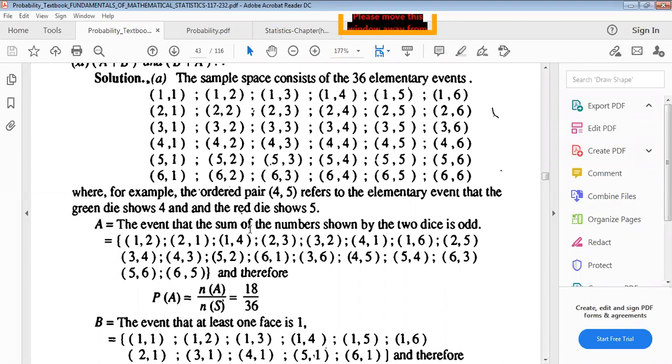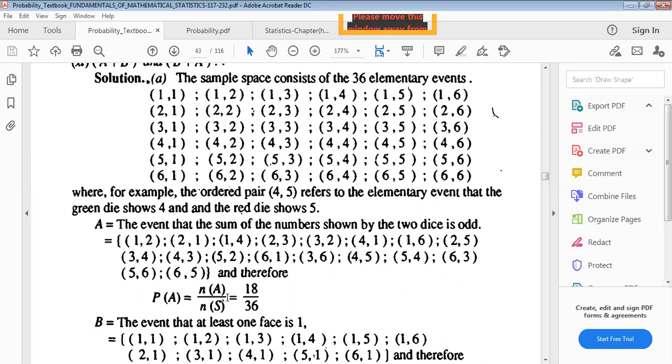Now A equals the event that the sum of the numbers shown by the 2 dice is odd. 1 plus 2, what? 3. This is odd. 2 plus 1, this is odd. 1 plus 4 is also odd. That means these are odd sample points. Similarly, 2, 3 and 2, 5. How many sample points have an odd sum? Maybe 18. 1, 2, 3 up to 18.